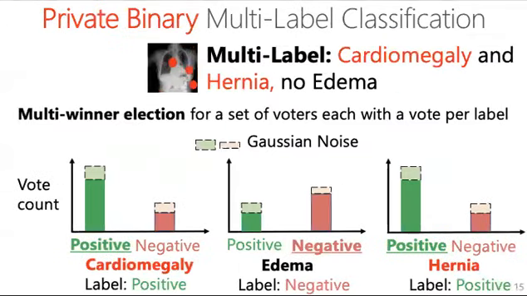In this case, we had 3 separate histograms, one for each of the 3 labels. For each label, we create such a histogram and take the noisy argmax to return the final set of labels. We cast multi-label classification as a multi-winner election and consider each label separately.